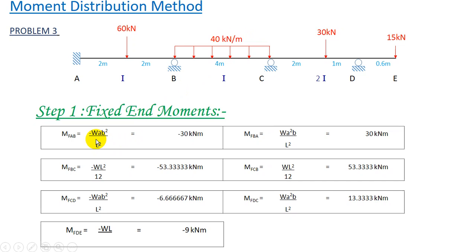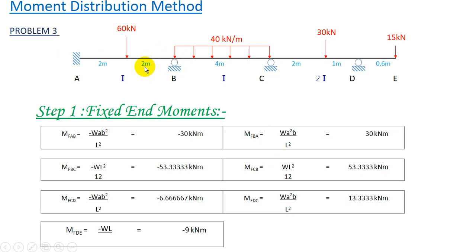First is MFAB, which is minus WAB square by L square, and minus is because I have taken anti-clockwise as negative. That is my sign convention. Your sign convention could be different as well, but you have to follow that sign convention throughout the sum. So this is minus WAB square by L square, where W is 60, A is 2, B is 2 again, and L is 2 plus 2, 4. So it is minus 30 kilonewton meter. MFBA is WA square B by L square, where again W, A and B stand for the same as for MFAB, that is W 60, A 2, B 2, and L 4. This is plus 30 kilonewton meter because this is of clockwise nature.